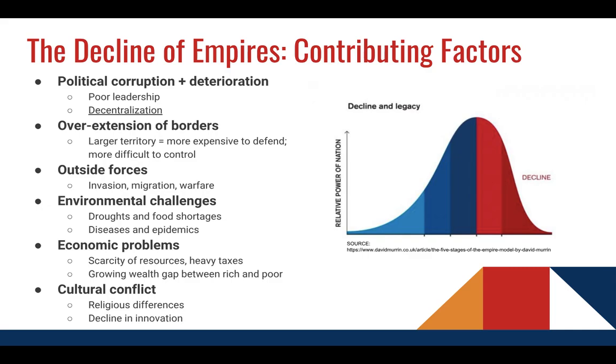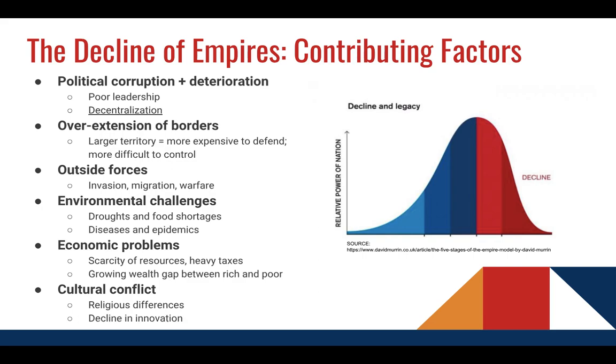on local leaders. Another thing that we see sometimes with empires is that they overextend their borders. Controlling a larger territory certainly is much more expensive and it is difficult to control. So there is, in some cases, a tipping point for how large your empire should be. Outside forces, of course, can play a major role in the decline of empires. Whether it's invasion or migration or just simply warfare. And some empires have no control over how they decline.